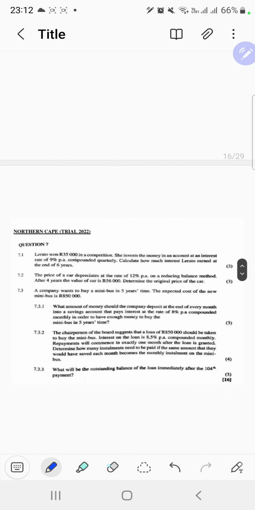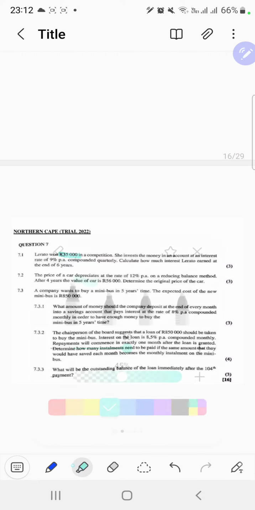Alright guys, let's get to the money. Lerato won 35,000 in a competition. She invests the money in an account at an interest rate of 9% per annum compounded quarterly, which is not really a smart move, I can tell you. But because you don't know, you are all told that investments actually work. Well, they work for the banks, but they don't work for you. You're not going to make money. You're going to lose money. So don't be silly.